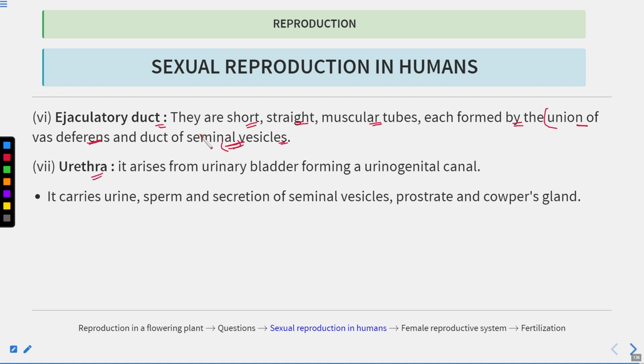What is the urethra? It arises from the urinary bladder and forms a urinogenital canal. In males, the sperms and the urine are released through a common opening known as the urethra. In females it is different, but males have a common opening for the release of sperms as well as urine. This is known as the urinogenital canal, and commonly it is called the urethra. It carries urine as well as sperms and the secretions of the seminal vesicle, prostate and Cowper's gland. Clear? So this is the role of the urethra.